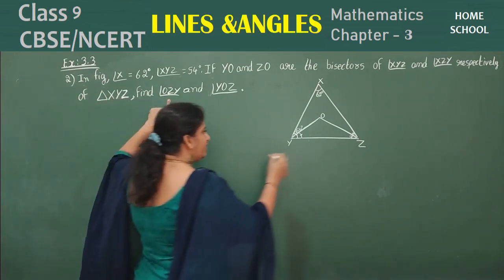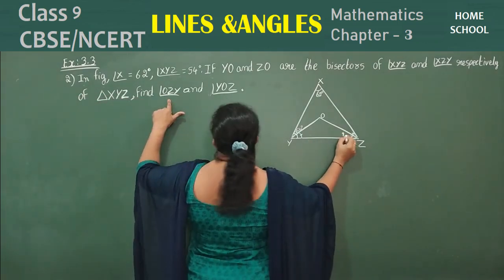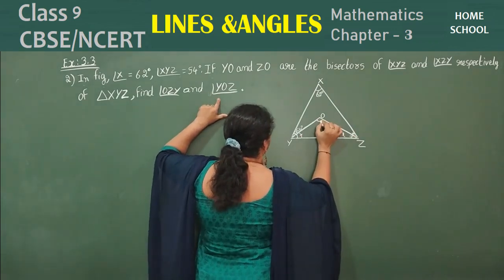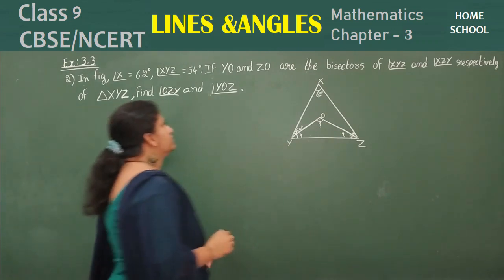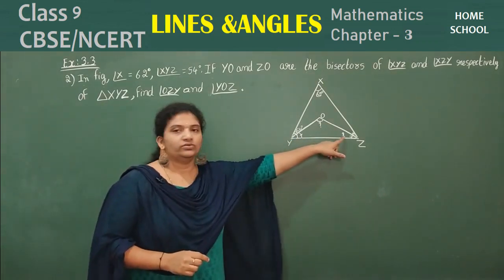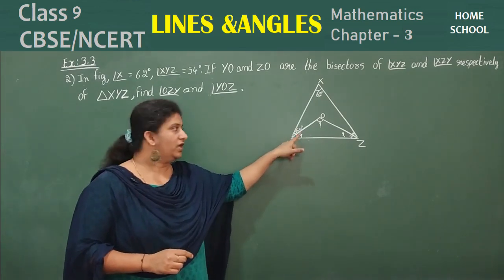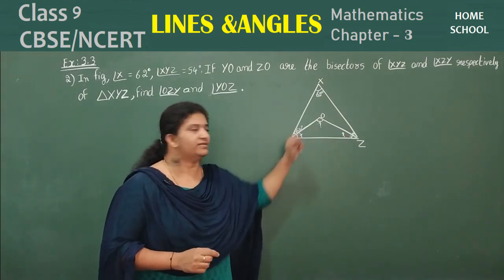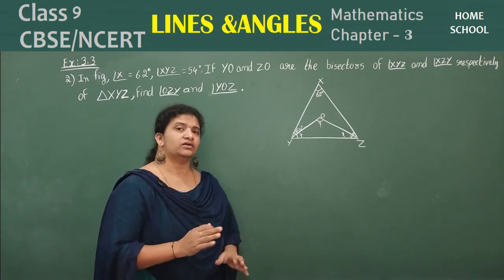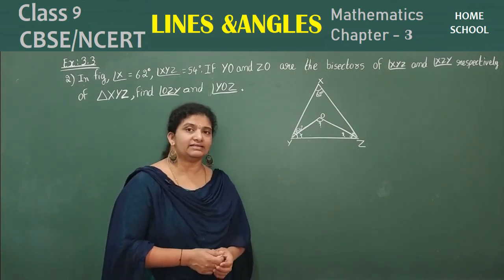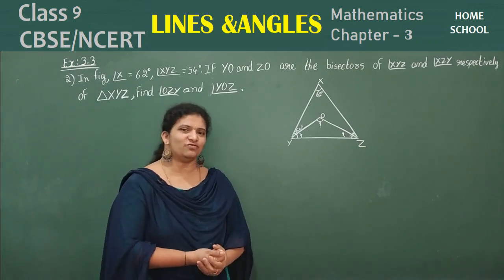Where is angle OZY? This one. And angle YOZ. You need to find this one. So, in the given question, this angle is given. You need to find this angle and this angle. Do you remember something? What is that? In a triangle, the sum of angles of a triangle is 180.